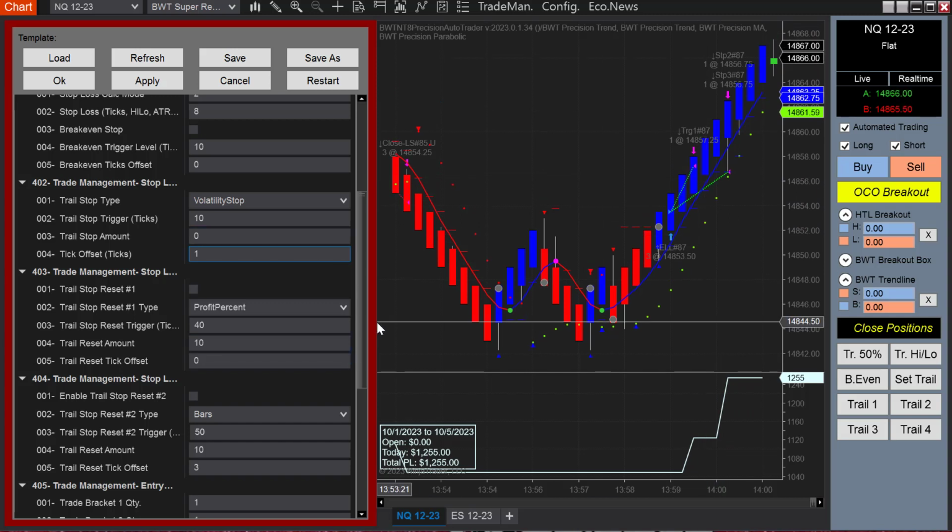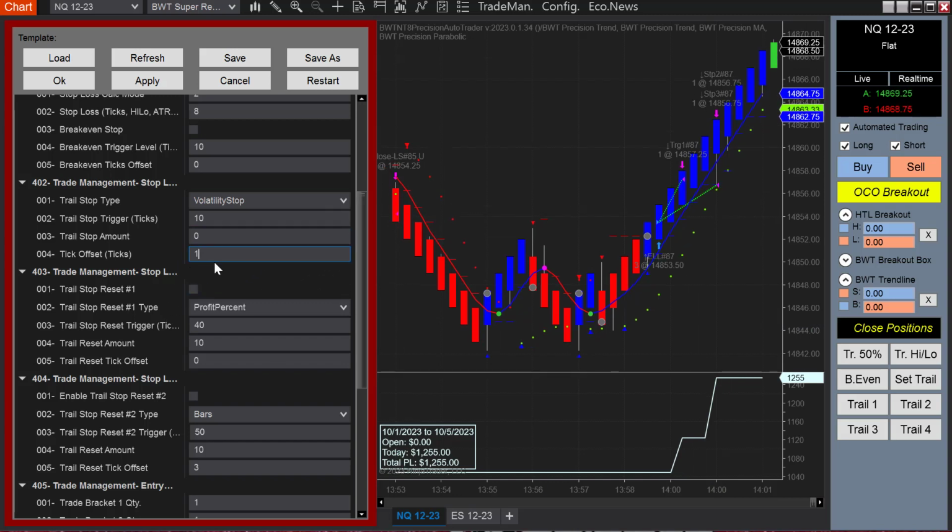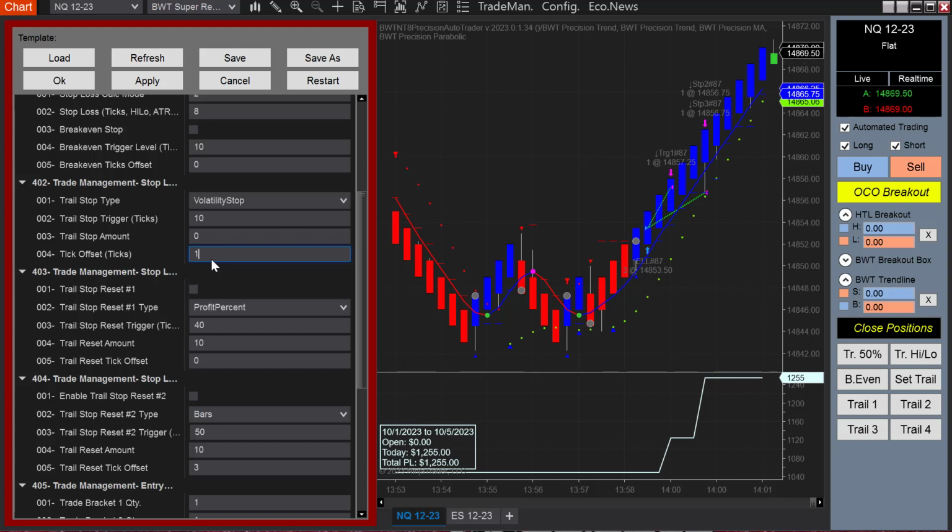Is that worth making a change? Well, let's look back at all the previous trades and see how that would have affected other trades. And I think it might be worthwhile.